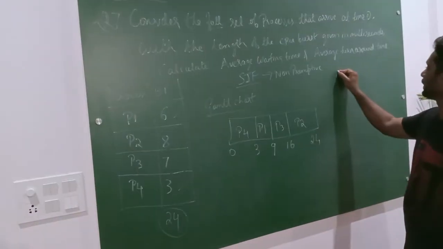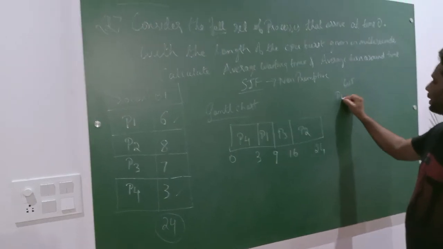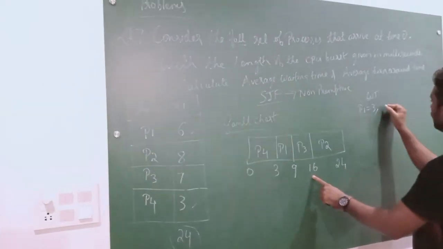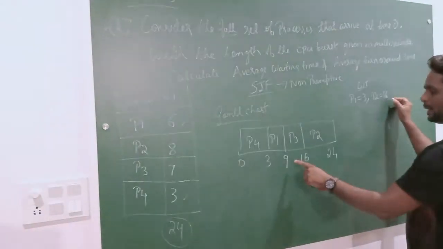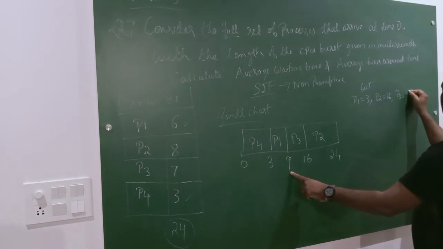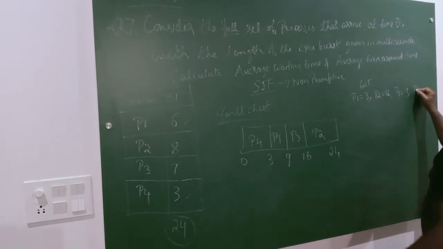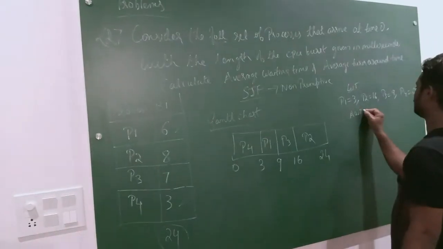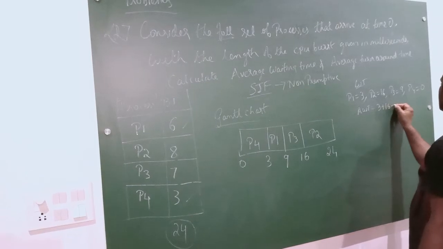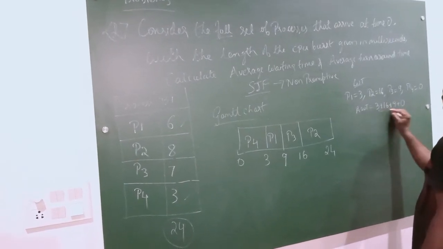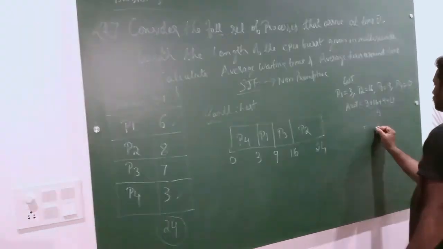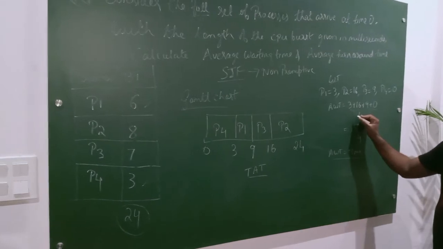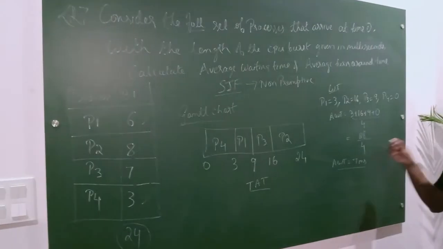So now calculate waiting time for each process. Here P1 is there. After 3 seconds it got chance for execution. P2 after 16 seconds. P3 after how much? 9 seconds. P4, it has not waited at all, 0, that's it. So average waiting time will become 3 plus 16 plus 9 plus 0 divided by what? 4. So you need to add all these things. If you add, you will get 28. 28 divided by 4 is 7 milliseconds.